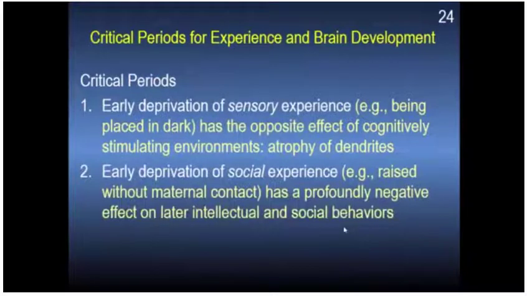So we talked about sensory deprivation, where you're removed from light, you're removed from sound. There's also deprivation of early experiences, which, if you're locked in a closet, means you're also not getting social experience.